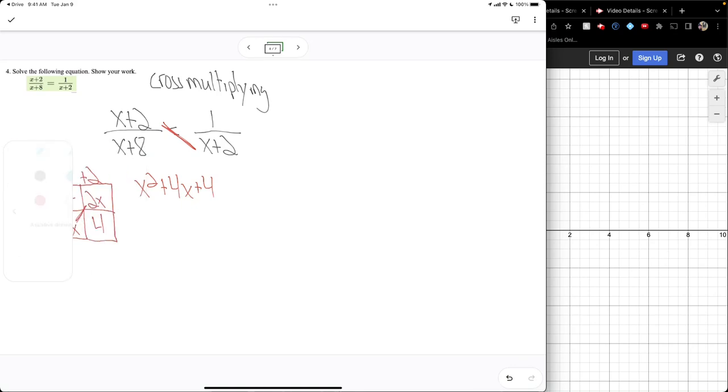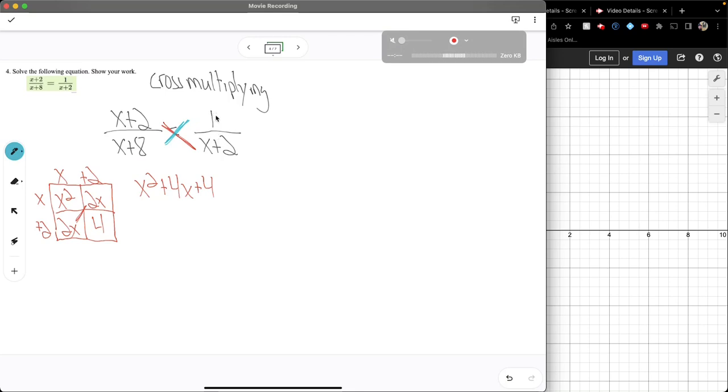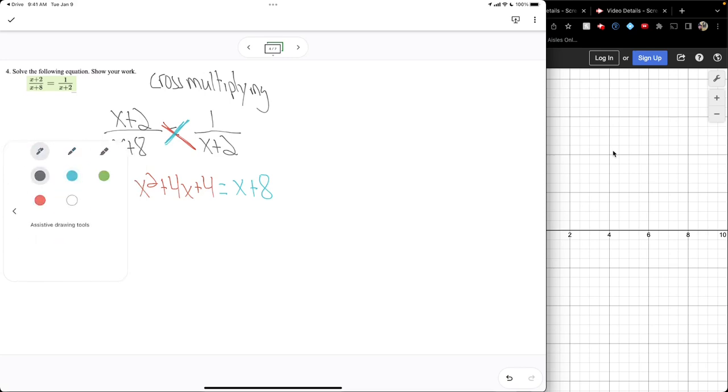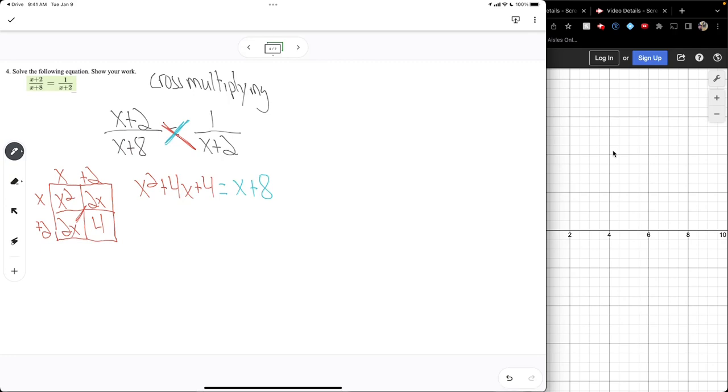The other diagonal, this one right here, remember what we're really doing, because this is a number times a binomial, is essentially multiplying this number times both terms in the binomial down here. In this case, it's easy because I'm multiplying by 1. 1 times x is 1x, and 1 times 8 is 8. So when I multiply this out, I end up with x squared plus 4x plus 4 equals x plus 8. This is a quadratic.